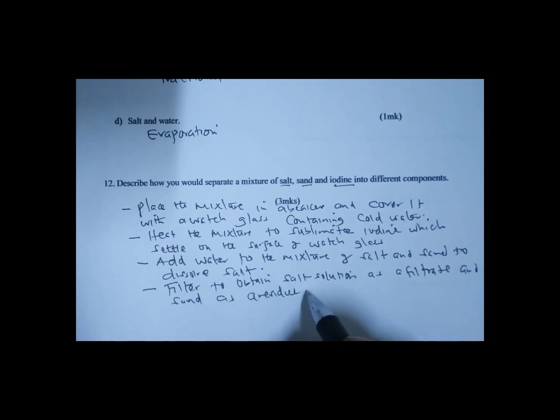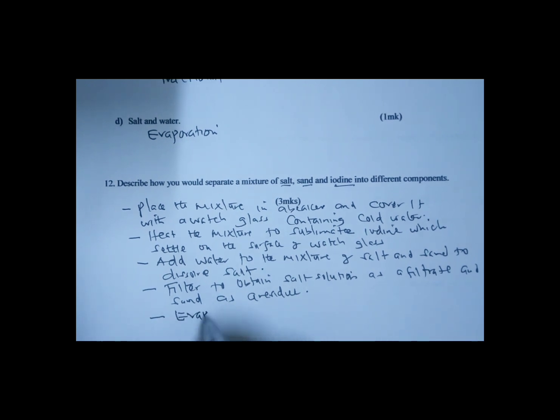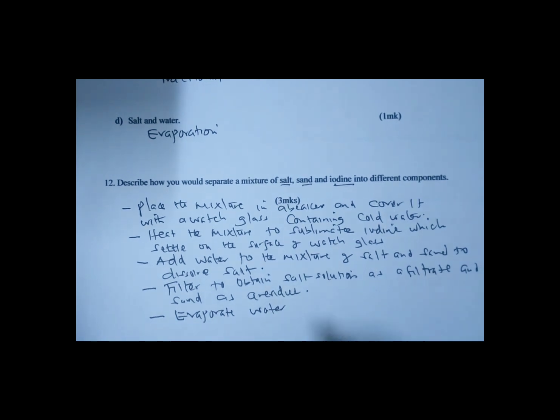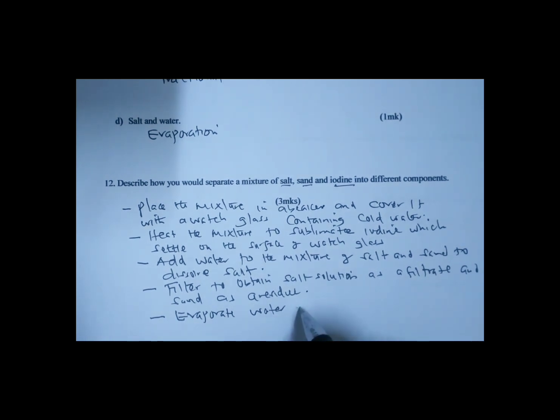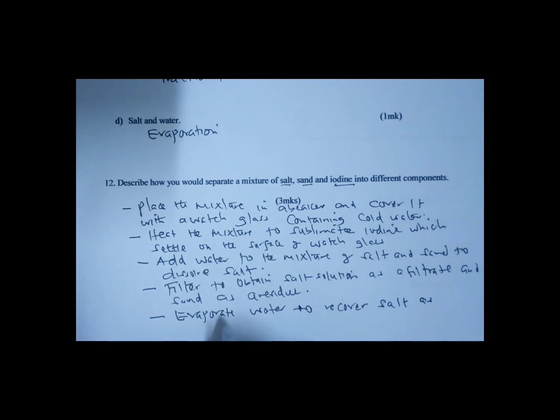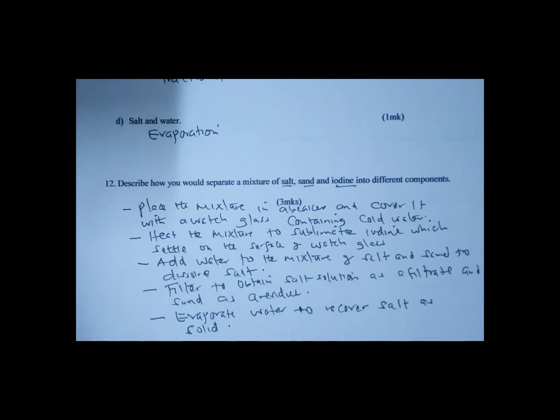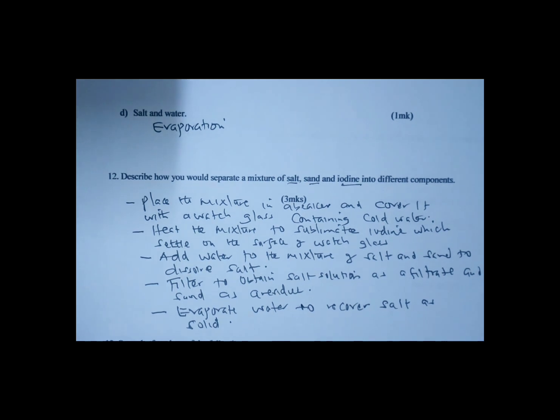After that, you are going to evaporate water. You evaporate water, or simply the filtrate, to recover salt as a solid. By so doing, now you have answered third question, number 12.